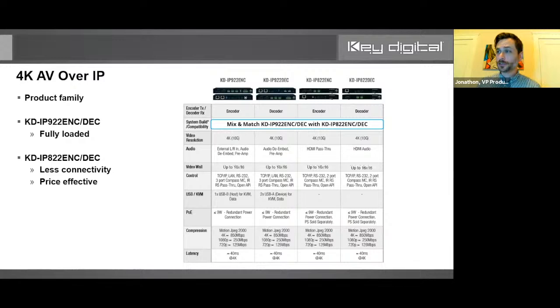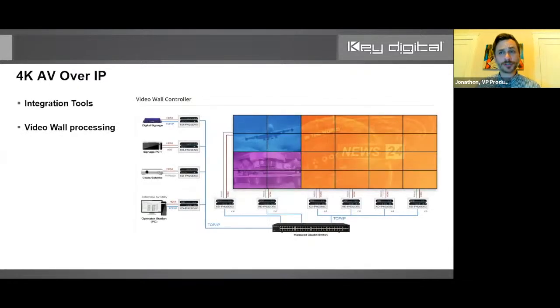You could build video walls up to 16 wide by 16 high. I believe, if my math isn't off, that's 256 total units, 16 wide by 16 high, 256 decoders with a 922, 822 video wall.